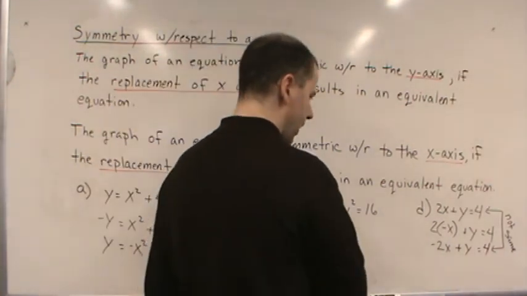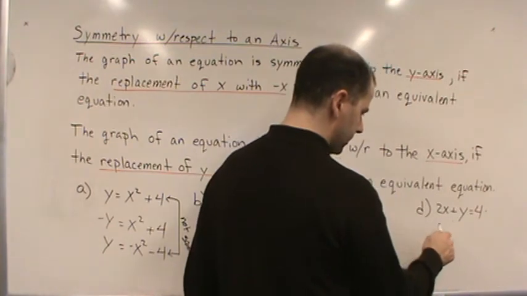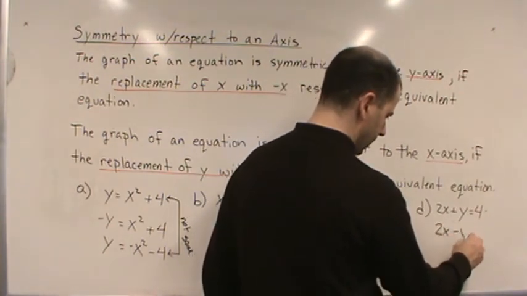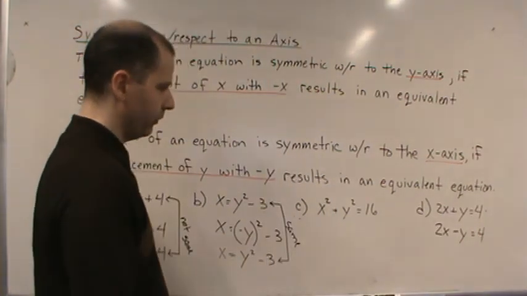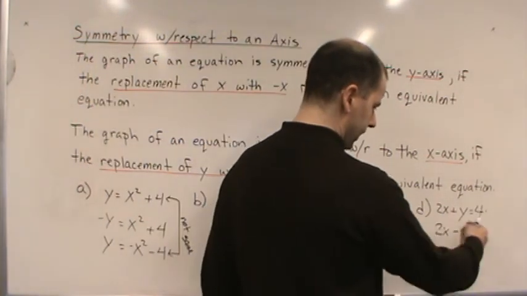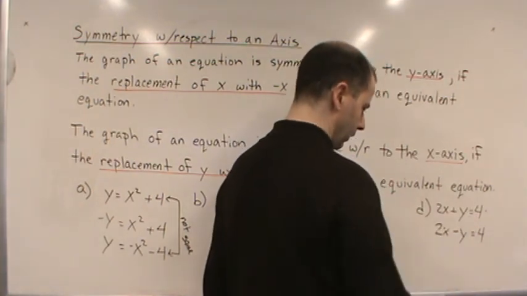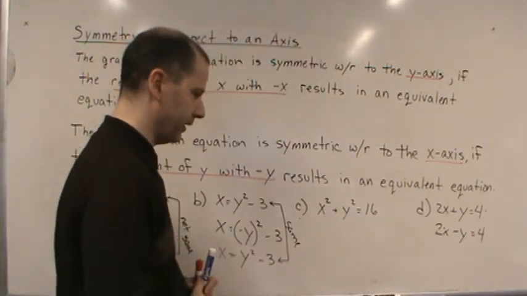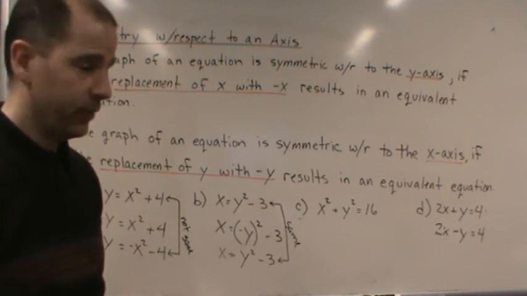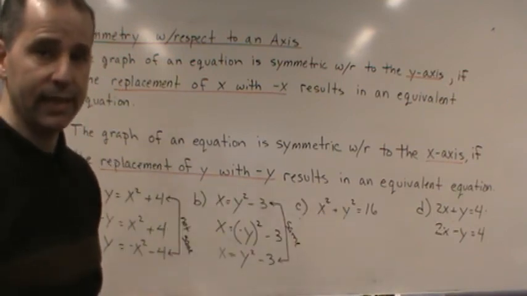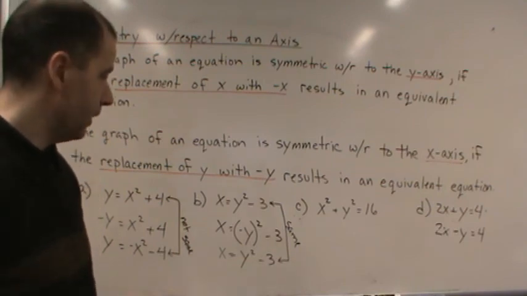Okay, and likewise, if I do the same thing with the y's, I replace y with the opposite of y, I'm going to have 2x minus y equals 4, and I can't do anything with that. Because if I multiply this by a negative 1, this will become positive, this will become a plus, but then I'm going to get a negative here, a negative here. So there's no way to make it come back to the same equation that we started with. So that is going to be symmetric with respect to neither of the axes. And that's all I have.